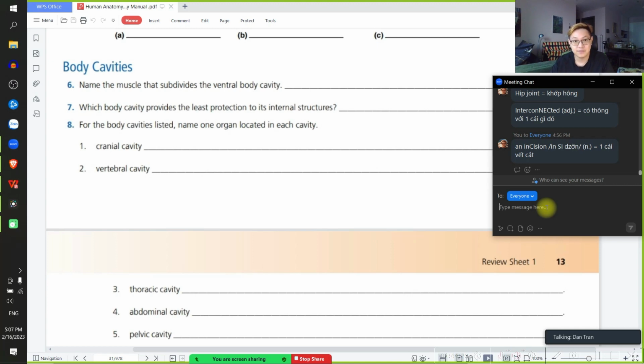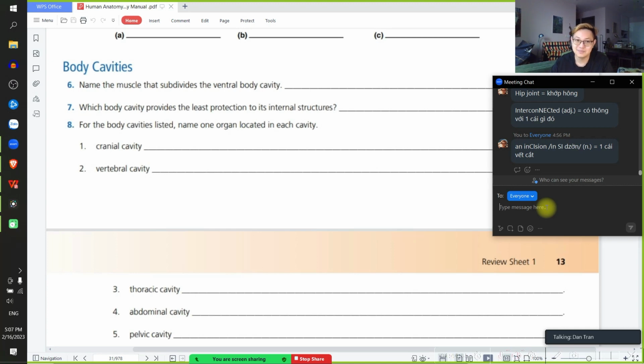Pelvic. Pelvic cavity. How? Tại sao? Tại vì nó liên quan tới bóng đá. You said pelvic because it's related to the urinary bladder. I don't think so. Ít sự phòng vệ là khi người ta đụng vô hay là nó dễ bị ảnh hưởng nhất. Ừ, đúng rồi. It's easiest to be affected.